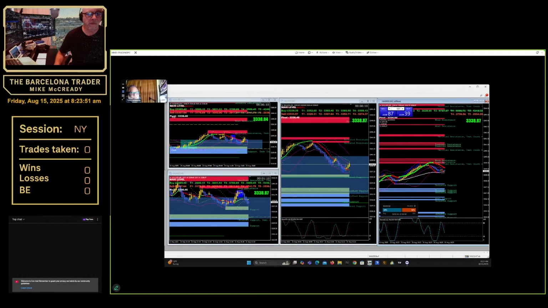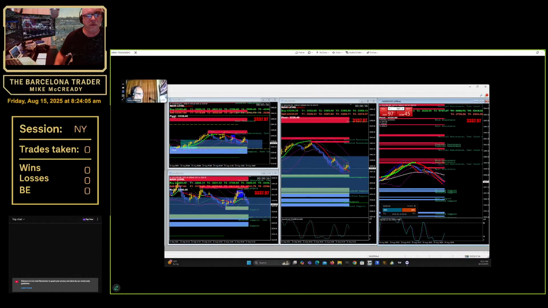Exactly. And to keep it even simpler, the higher the time frame, the less candles you're going to see, the less noise you're going to see. So in this 15 minute candle, you're seeing 15 1 minute candles, right? It's just inside the 15 minute candle.